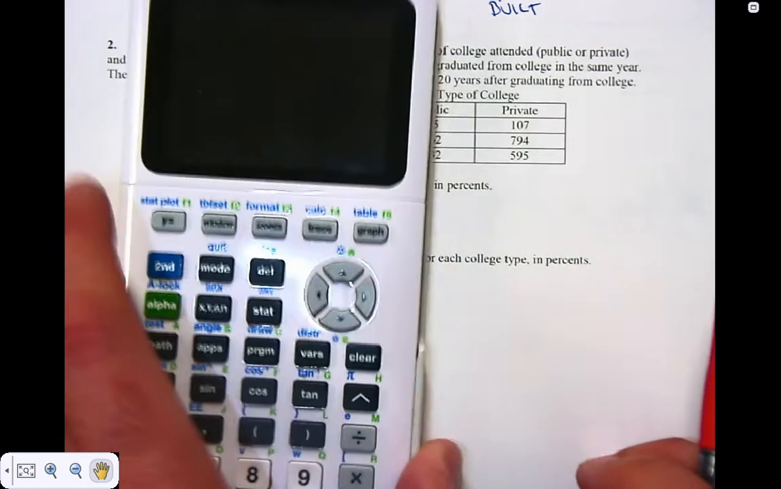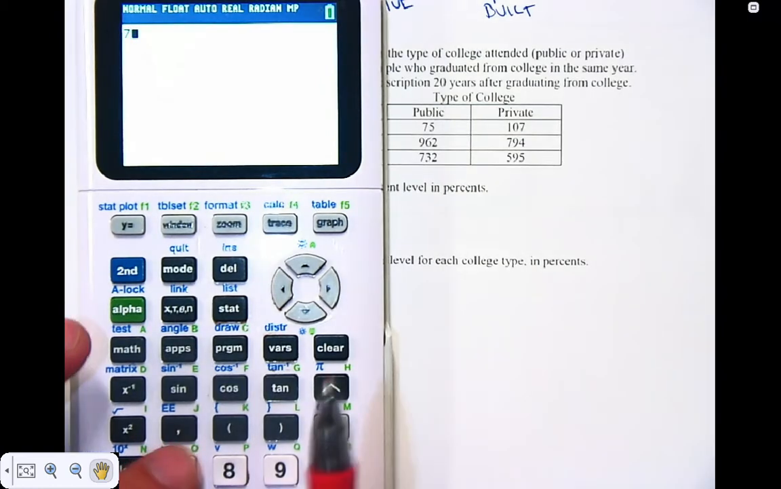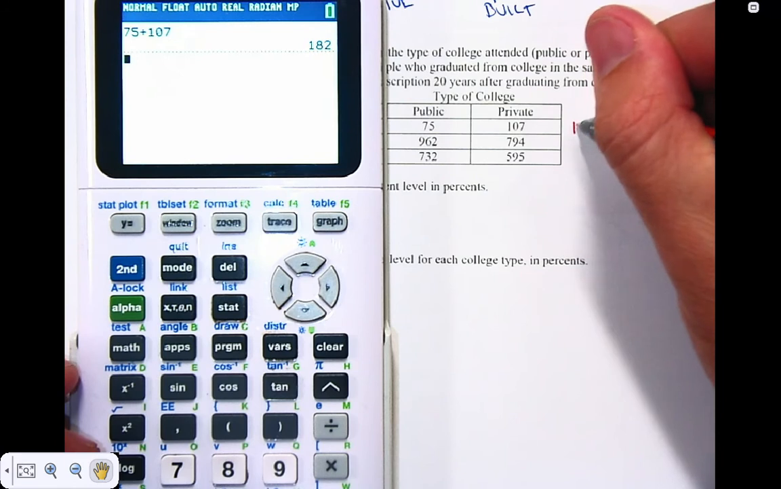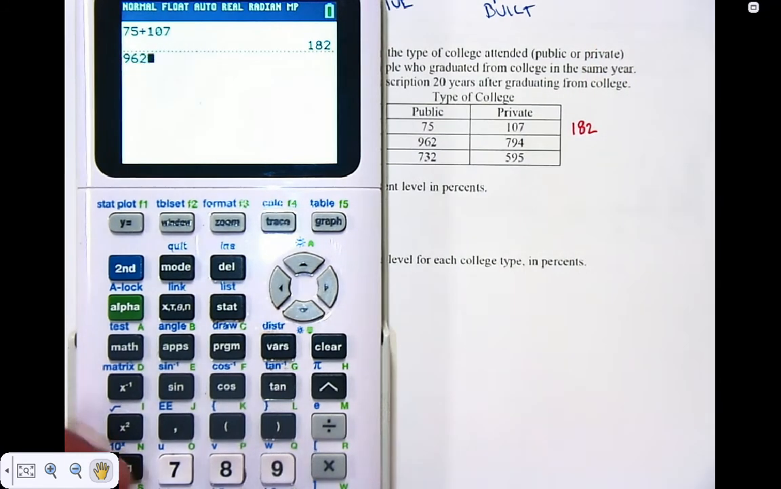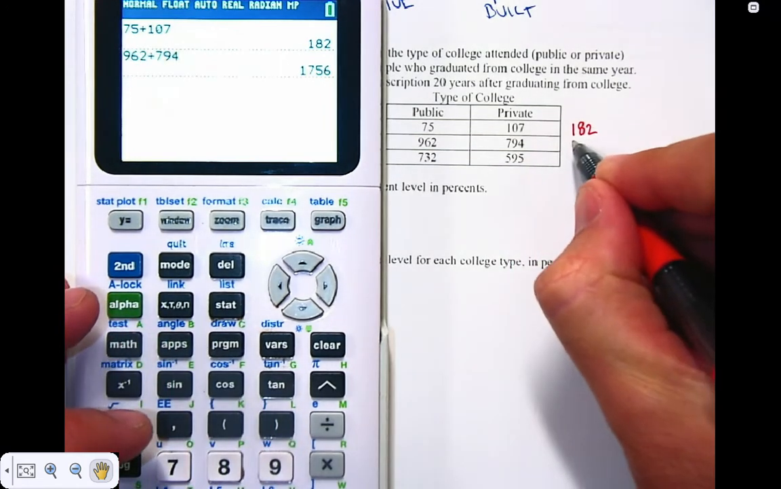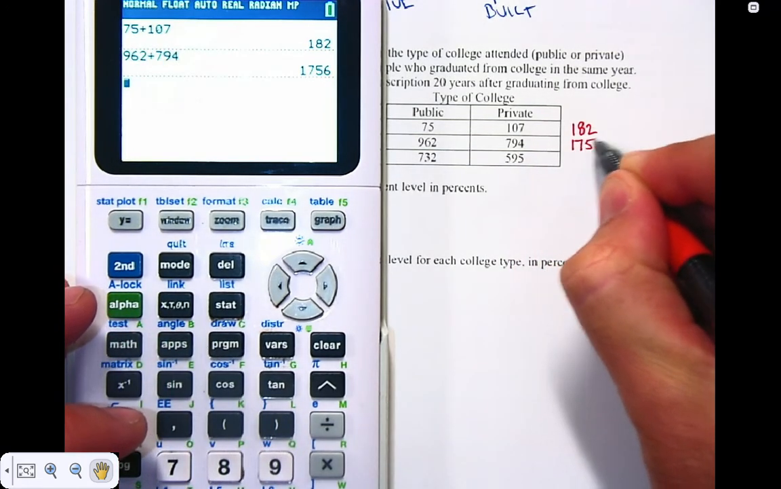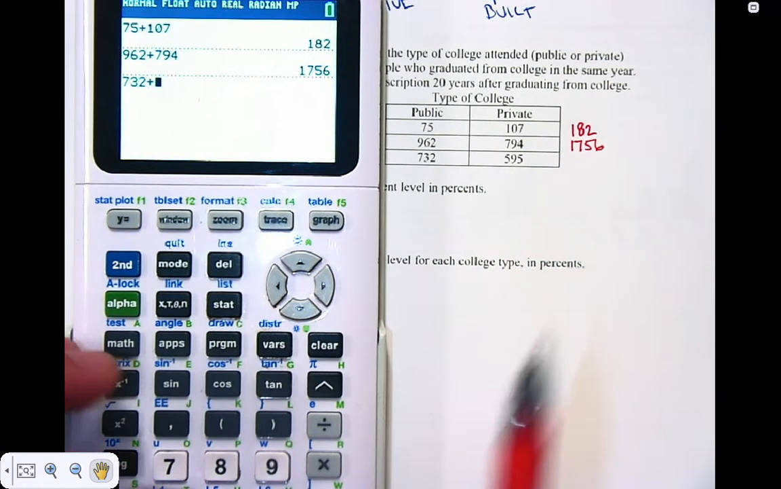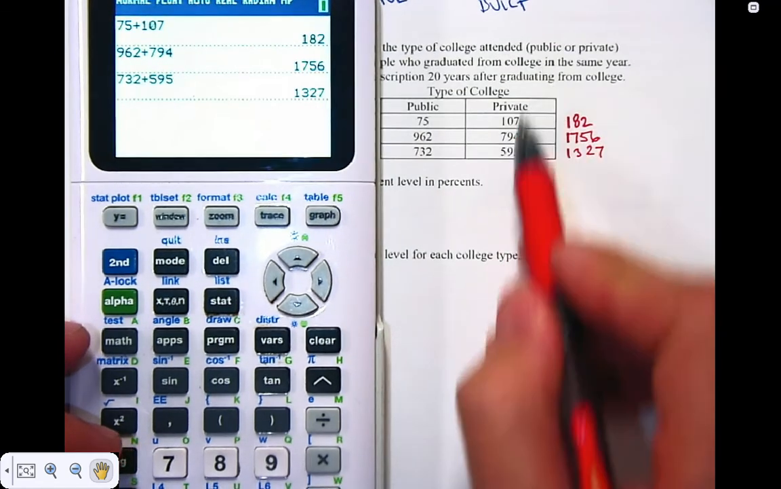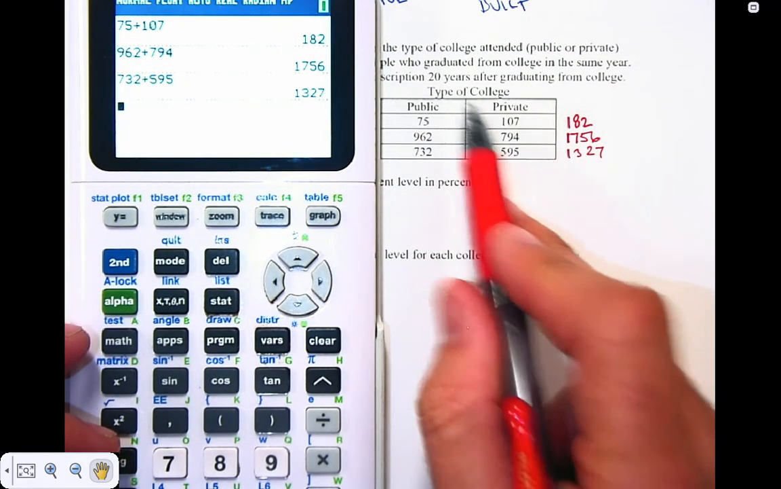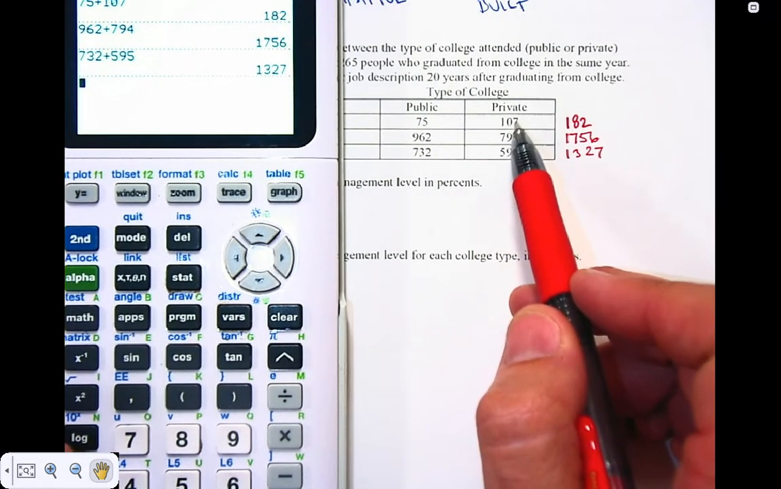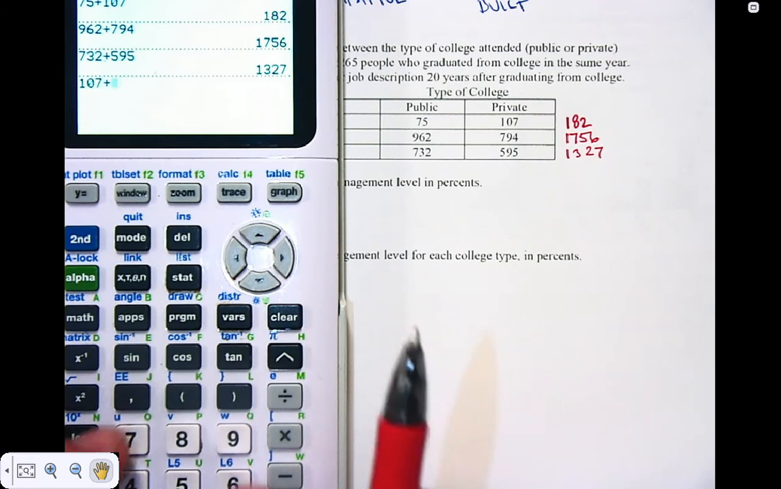On the quiz, there's no way for you to answer marginal distribution or conditional distribution questions without these total values. So you need to come in with your calculator and do 75 plus 107 to get this total over here, which is 182. And then 962 plus 794 will add up to 1,756. And then 732 plus 595 equals 1327. And if you go down to find the total private types of college, right, management level people, we'll talk about what this chart is in a second, but just adding up would be the first thing that I would do.